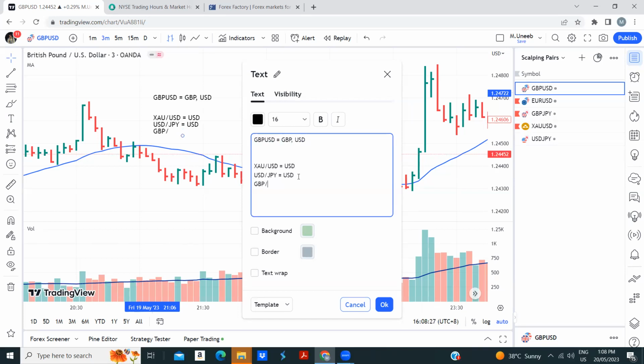GBP JPY, yes, you can trade it, but there will not be much volatility, so avoid it. During this session, you can go for this one. During the London session, these three are best. Got it? During the NY session, these two are best.